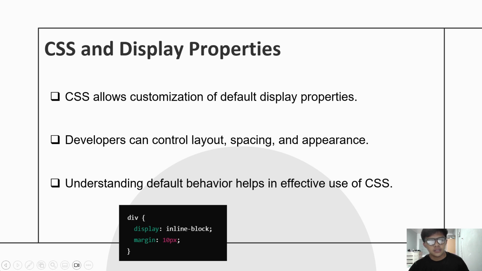The next one is developers can control layout, spacing, and appearance. So by using CSS, developers can change the width, height, margin, and even the display mode, block or inline, of elements. The last one is understanding default behavior helps effective use of CSS. So knowing how elements behave by default helps developers apply CSS more effectively as they will understand what needs to be overridden or adjusted.